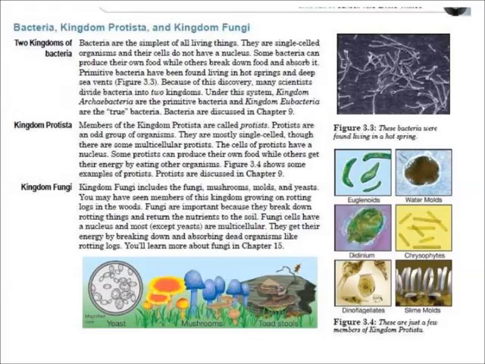Kingdom Fungi includes the fungi, mushrooms, molds, and yeasts. You may have seen members of this kingdom growing on rotting logs in the woods. Fungi are important because they break down rotting things and return nutrients to the soil. Fungi cells have a nucleus, and most, except yeast, are multicellular. They get their energy by breaking down and absorbing dead organisms like rotting logs.